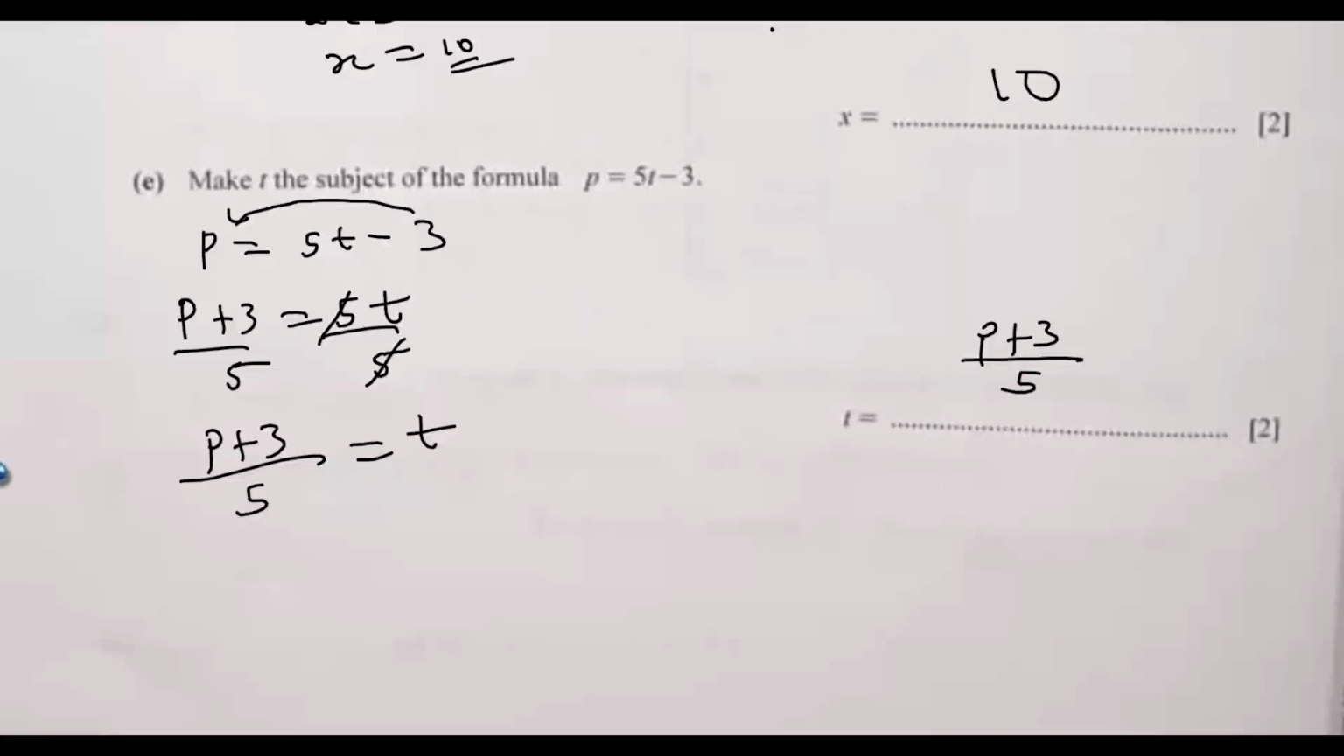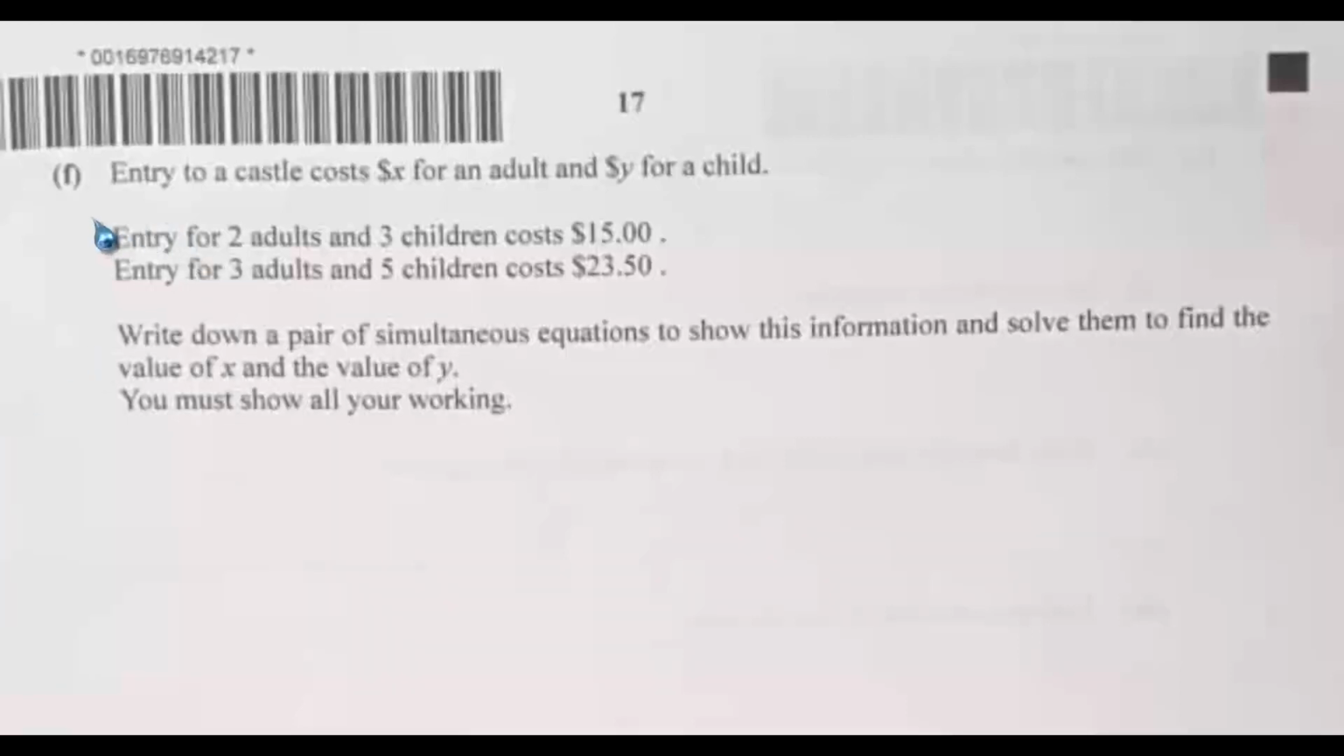Then we need to go to the next part. That will be part F, that is 8F. Entry to a castle costs $X for an adult and $Y for a child. Entry for 2 adults and 3 children costs $15. Entry for 3 adults and 5 children costs $23.5. Then write down a pair of simultaneous equations to show this information and solve them to find the value of x and the value of y. You must show all your working.